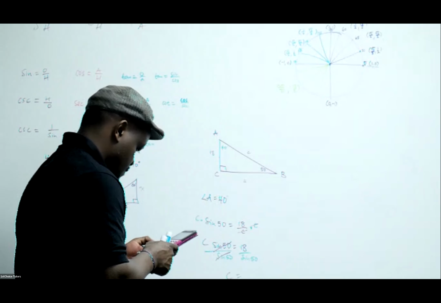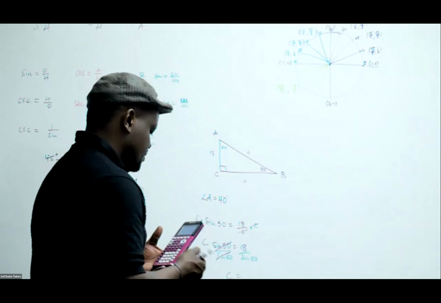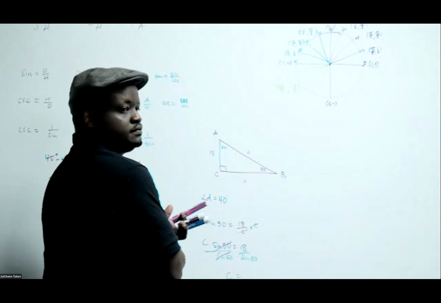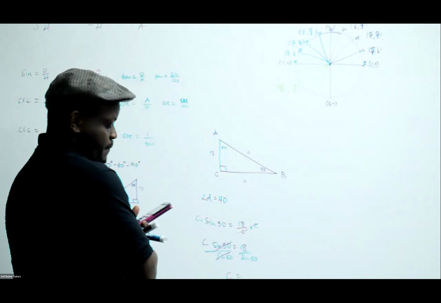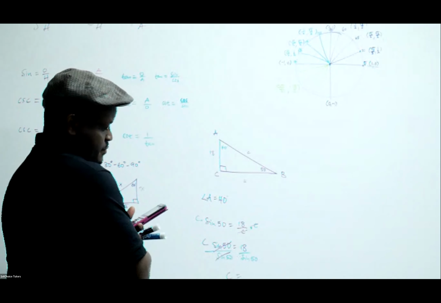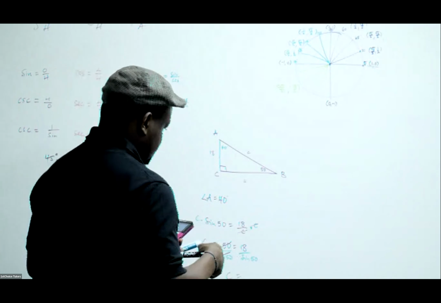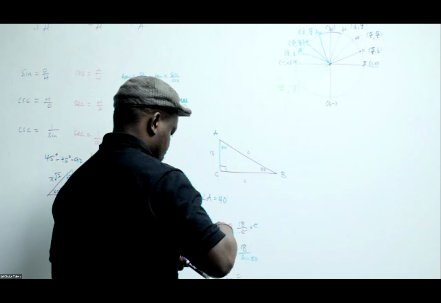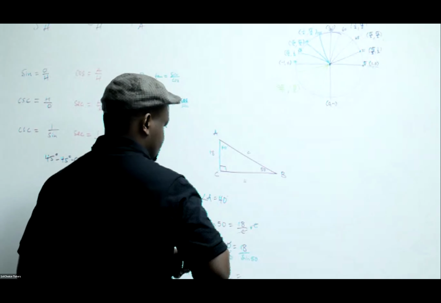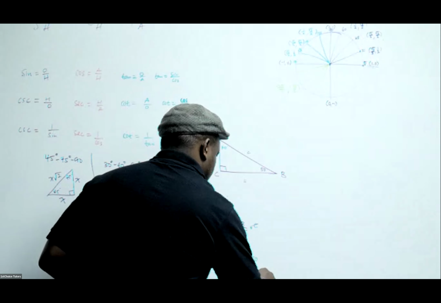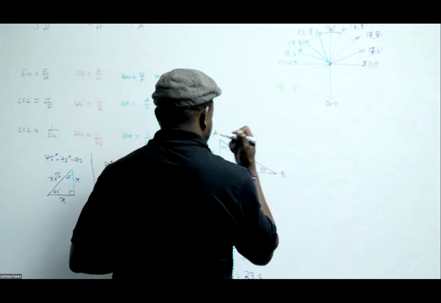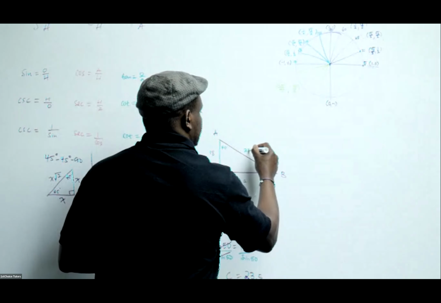Let me know what you get. So would you do 18 divided by sine 50, which would be 23.497. Yep. Just say round to the nearest what? Tenth? Yeah. 23.5 then. Oh, yeah. Okay. So we now know C is 23.5. This piece is 23.5.